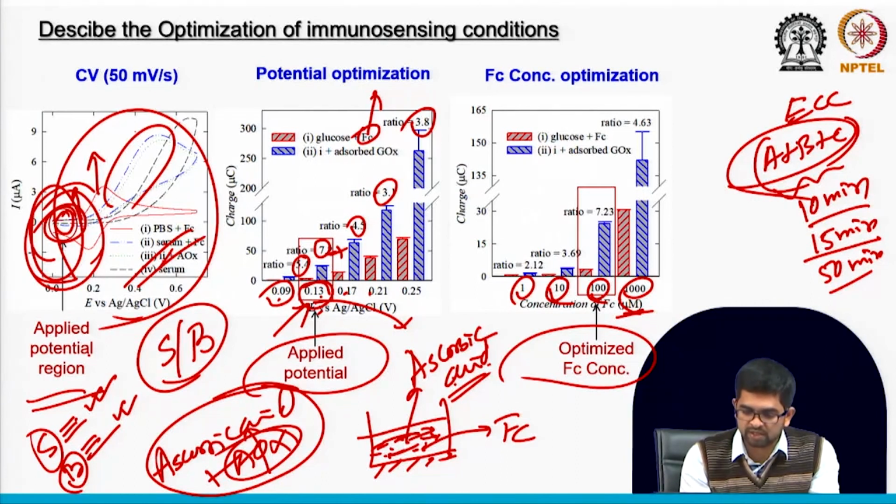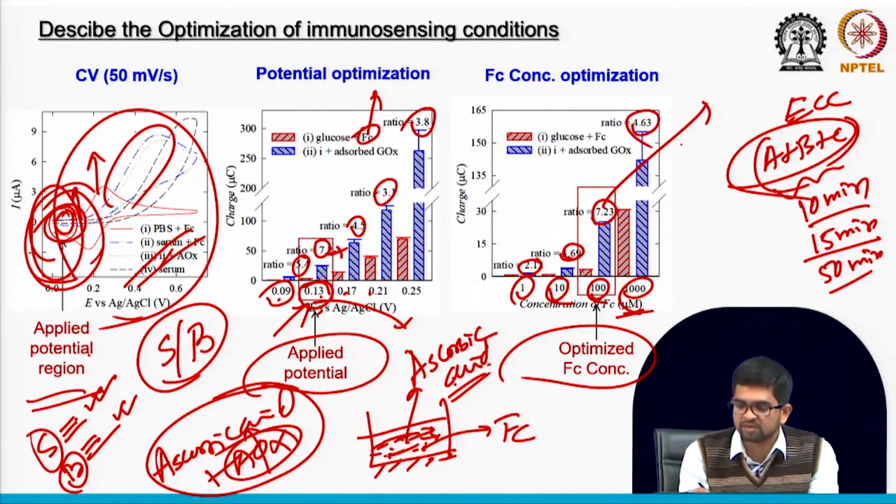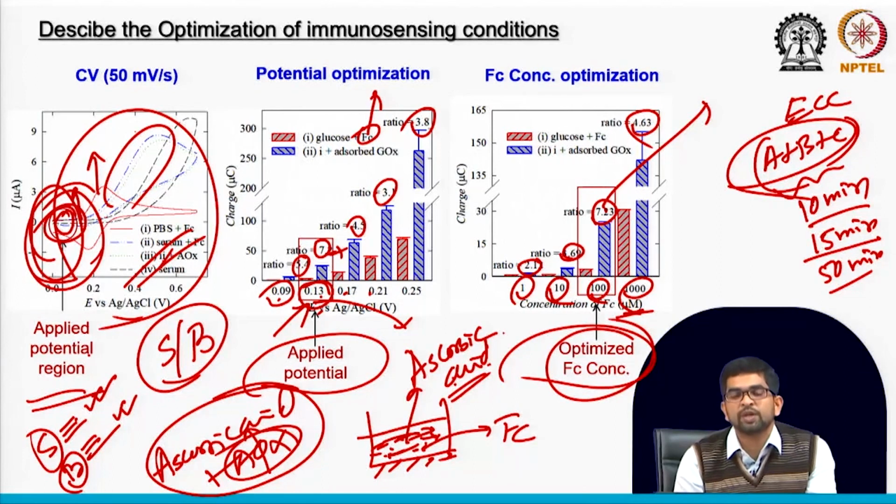So you got the signal to background ratio 2.12, 3.69, 7.23 and 4.63. So 7.23 is the best. So this is the optimum ferrocene concentration. Like this way you can optimize each parameter. In ECC redox cycling there are lots of parameters, like all the reagent concentrations, and then you have to think about the optimization of the applied potential. Everything you can optimize this way.